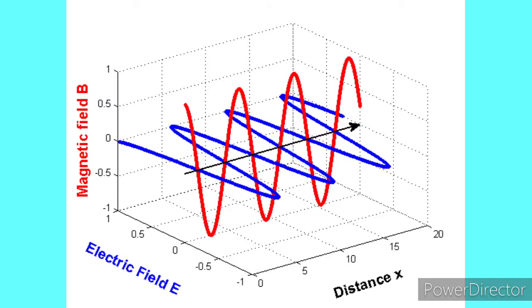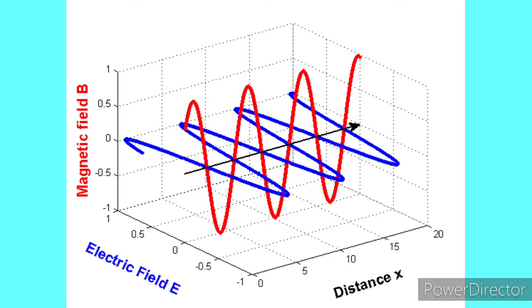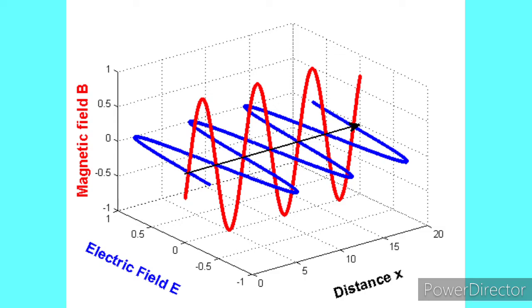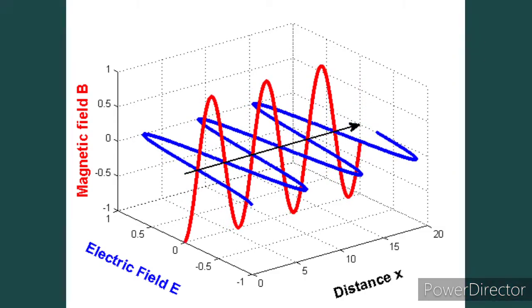From our previous discussion, we had learned that the highest point of a wave is known as crest and the lowest point is known as trough. The electric field and magnetic field of an electromagnetic wave are perpendicular to each other. It is also perpendicular to the direction of the wave.